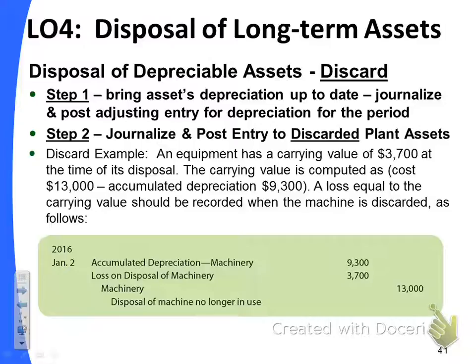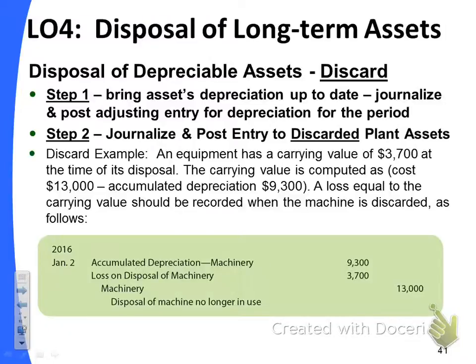Accumulated depreciation, machinery, $9,300. Loss on disposal of the machinery, $3,700. And then the machinery, what we have for the cost of the machinery, is $13,000. Remember, our debits and credits always have to equal each other. So if we discarded this particular asset, which had a carrying value of $3,700, and we didn't get anything for it, then we end up reporting a loss of $3,700.